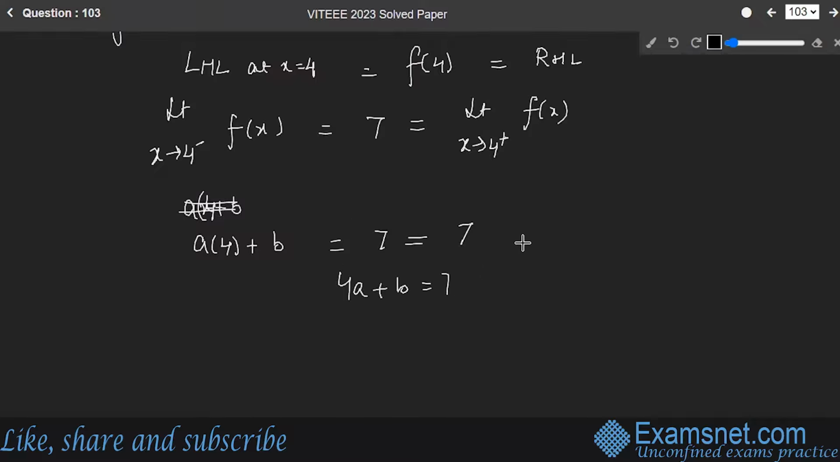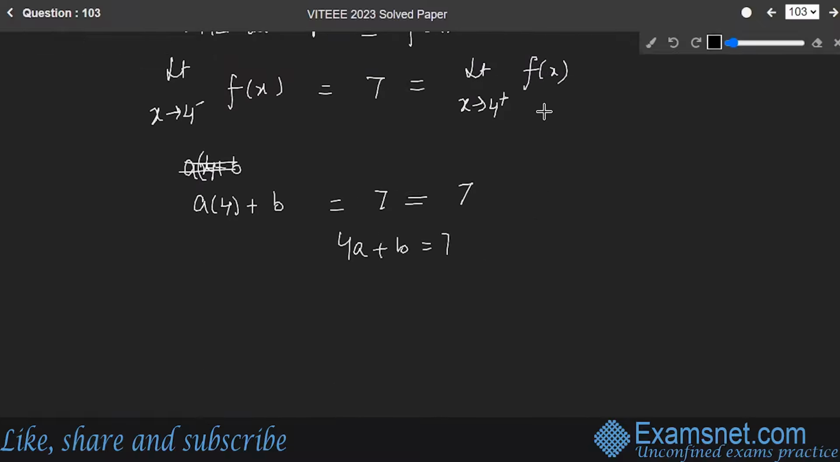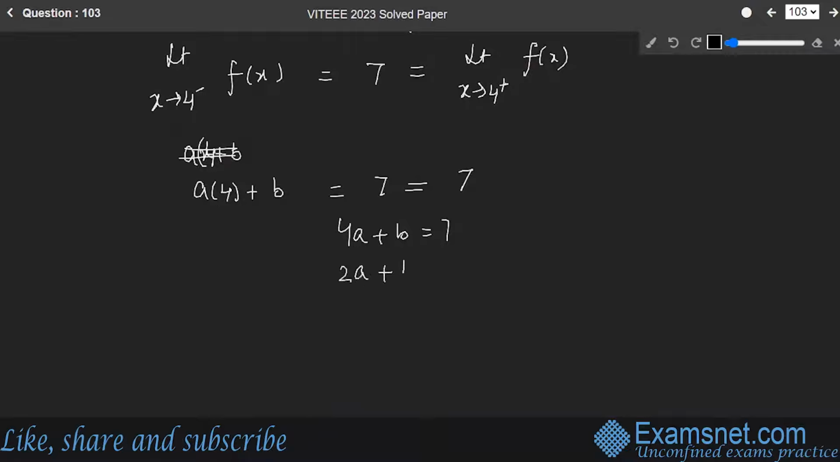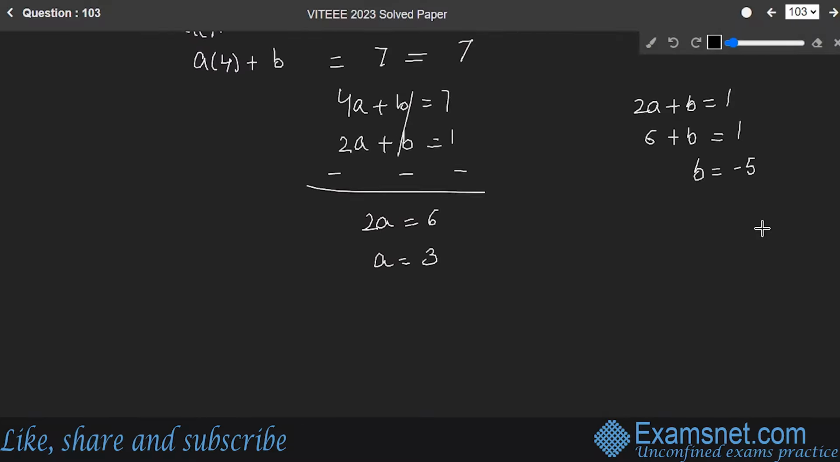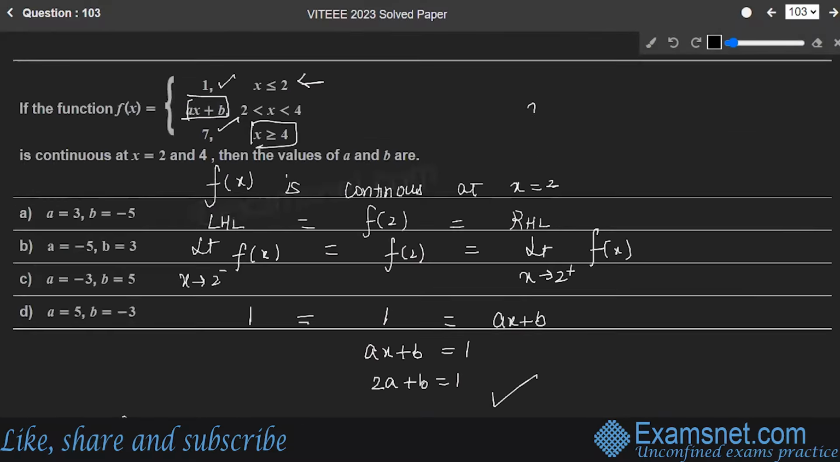So I have the two equations here. The equation was 2a plus b is equal to 1. Let's subtract. You have 2a is equal to 6, or a is equal to 3, and 2a plus b was equal to 1. So 6 plus b is equal to 1, which gives you b is minus 5. These are the two values for a and b. a is equal to 3 and b is equal to minus 5. Okay, you have option A as the answer.